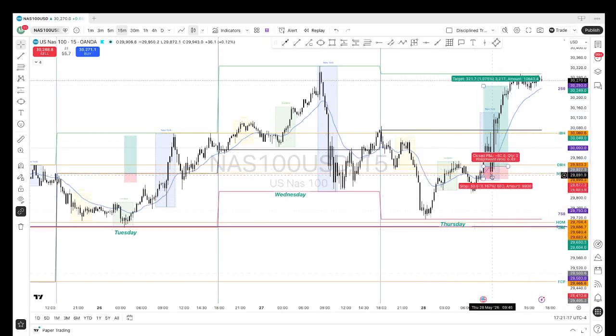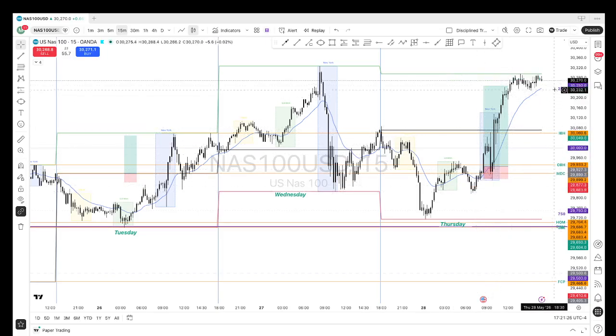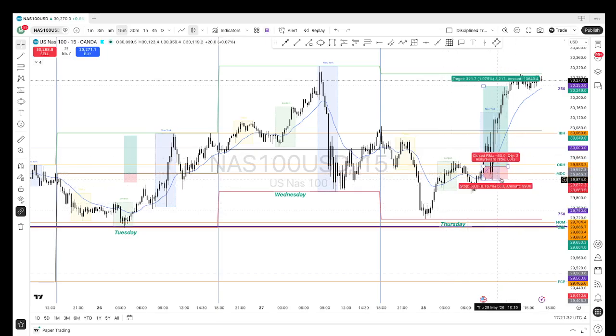I had a second entry I wanted right here because I know this thing's going, but I just didn't. And it shot to first TP. Second TP was up top at the quarter level, 30,250. That was second TP. It is what it is. It's cool. I'll wait till tomorrow or next week.